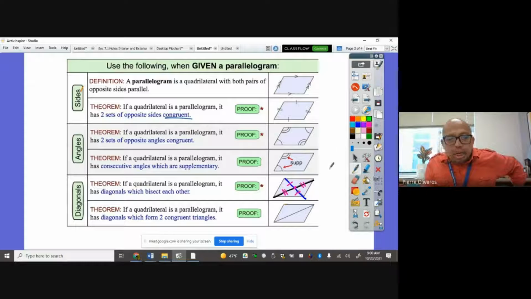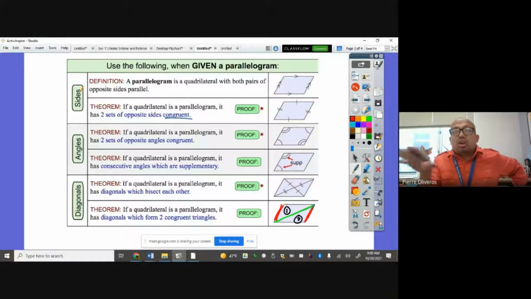And the next one here: if a quadrilateral is a parallelogram, it has a diagonal which forms two congruent triangles. So meaning, if this is one of my diagonals, this triangle 1 and triangle 2 are congruent. Remember, corresponding parts of congruent triangles are congruent. Okay, so whatever corresponds to this side here has to be congruent to its corresponding part of the other triangle.